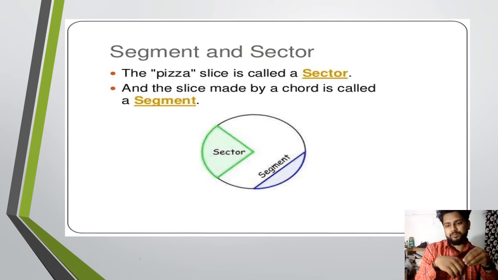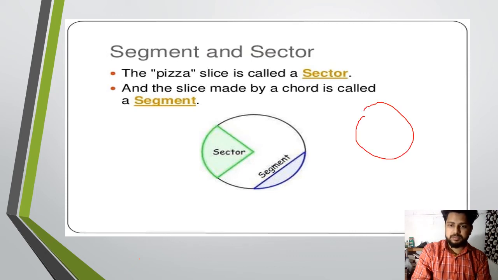What about the segment? Do you know the segment? It is a slice made by the chord. Do you know chord? Segment, major segment, minor segment. This one is the circle, and the circle has a center. This one is the center point. Any two points joined by a line, then that line forms the segment. This one is the segment.